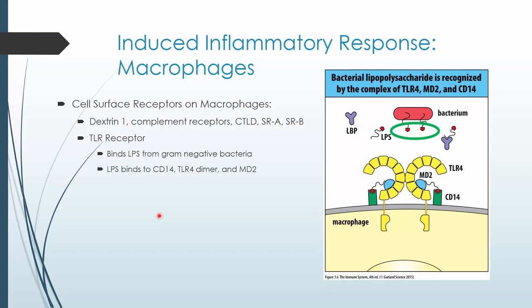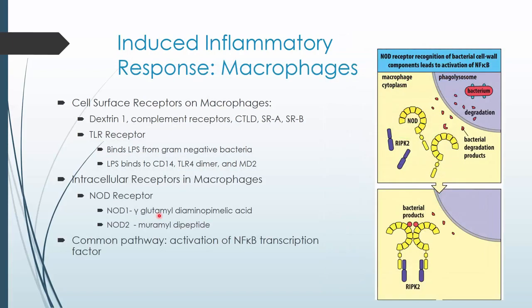But now let's talk a little bit about the intracellular receptors, because those also exist. So intracellularly, we have NOD receptors. The names and the specifics are not that important. What's important is to know that the receptors detect proteins that are inside the pathogen. So if a macrophage takes in a bacteria and the bacteria is degraded, its intracellular proteins are then going to be detected potentially by the NOD receptors. And then NOD receptors can induce inflammation.